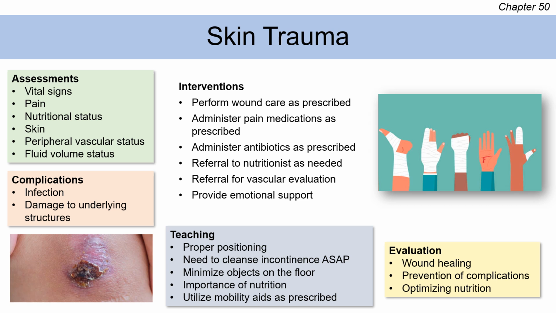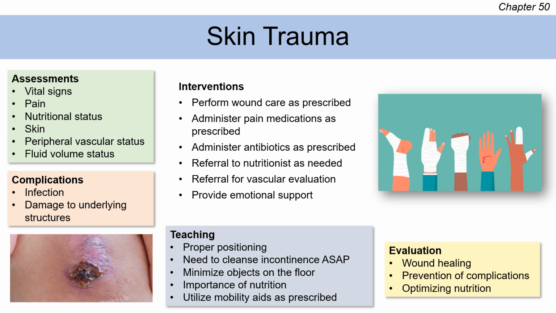So for skin trauma, we want to make sure the patient has adequate nutrition because we need nutrition to keep our skin nice and strong. We want to assess the peripheral vascular status because we need circulation, we need nutrients to fix our skin.